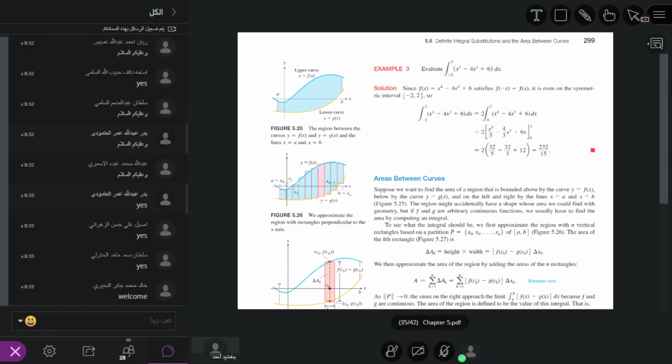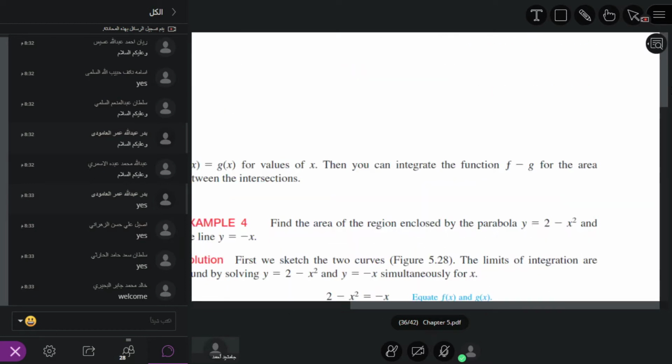So here I give an example. We have to find the area of the region enclosed by the parabola y is equal to 2 minus x square and the line y is equal to minus x.